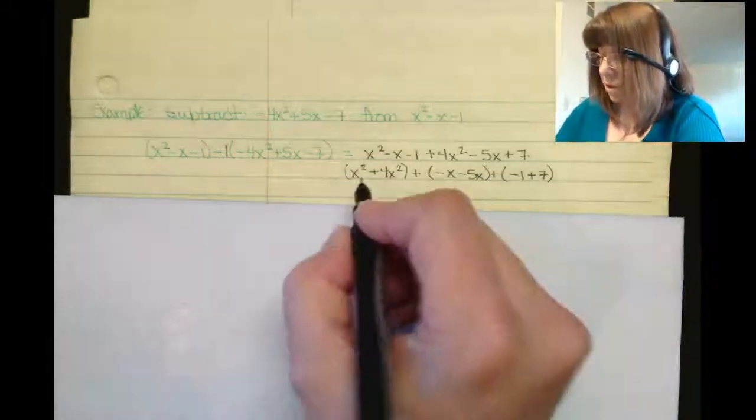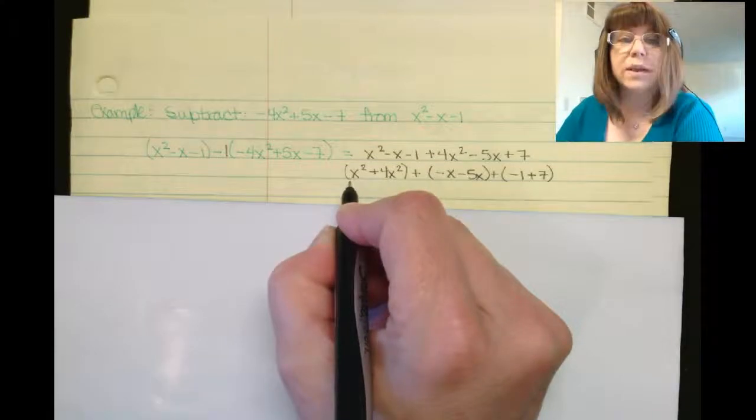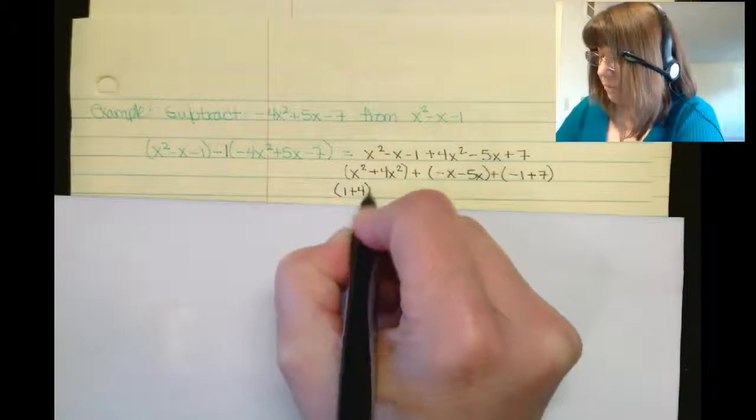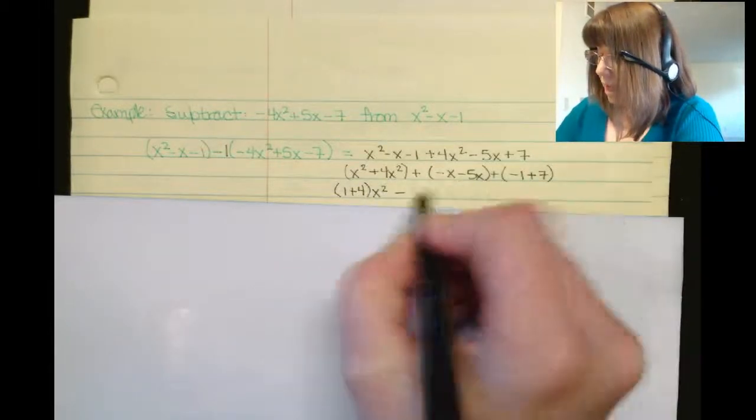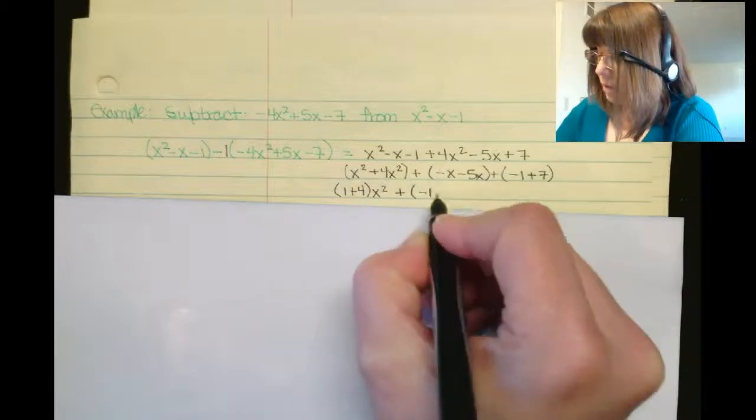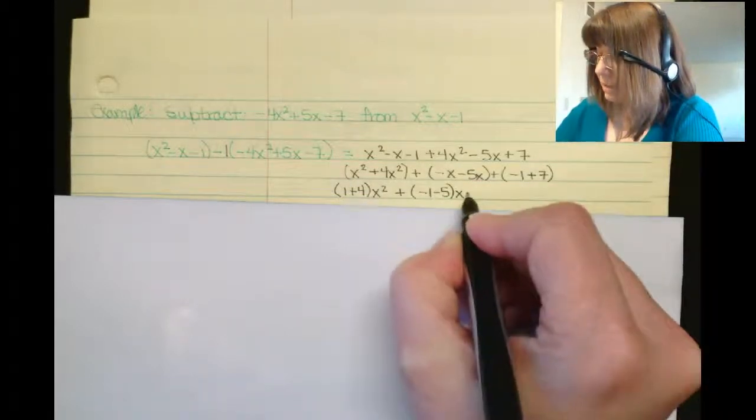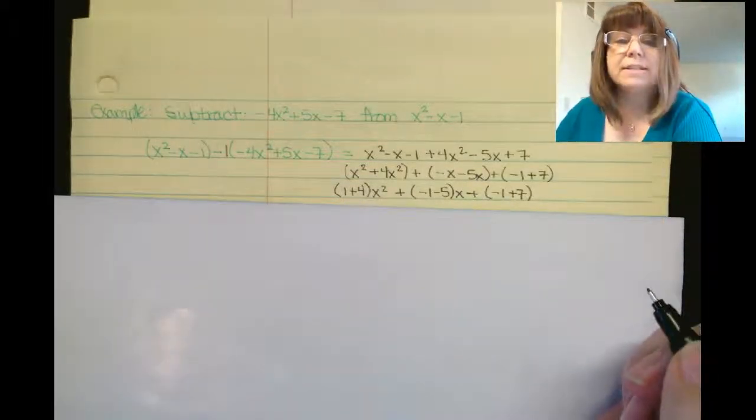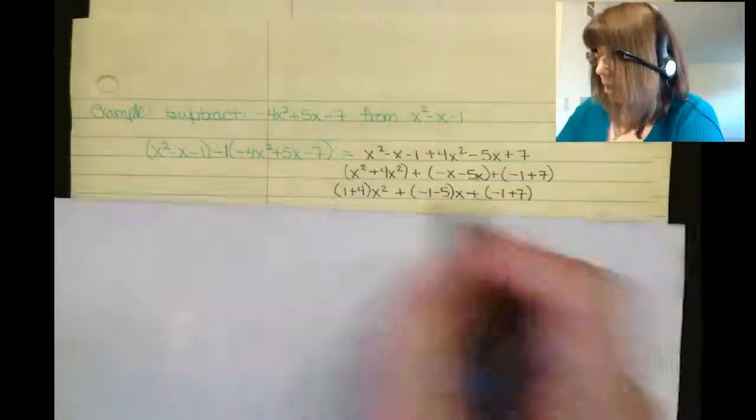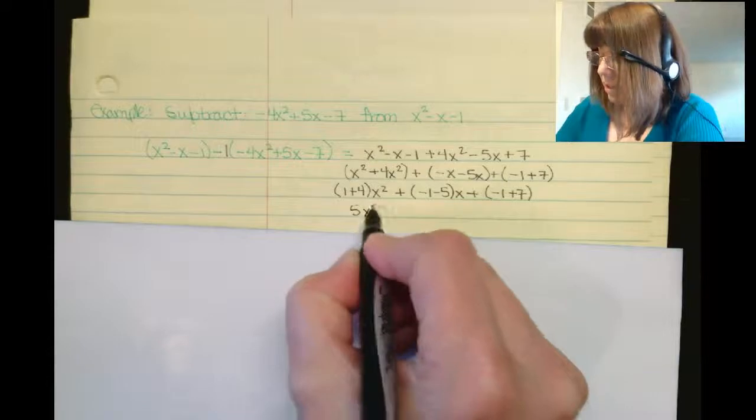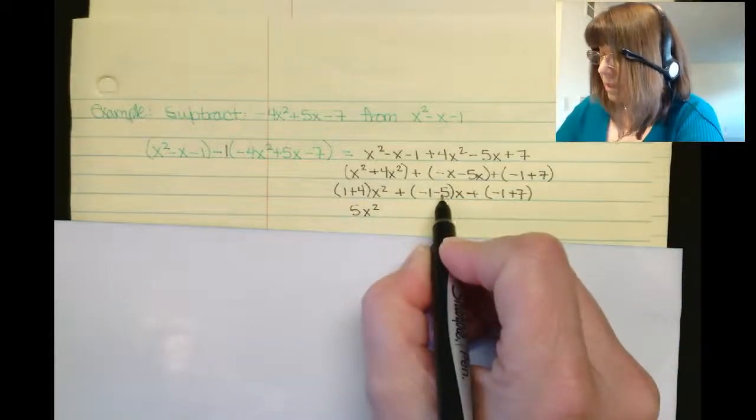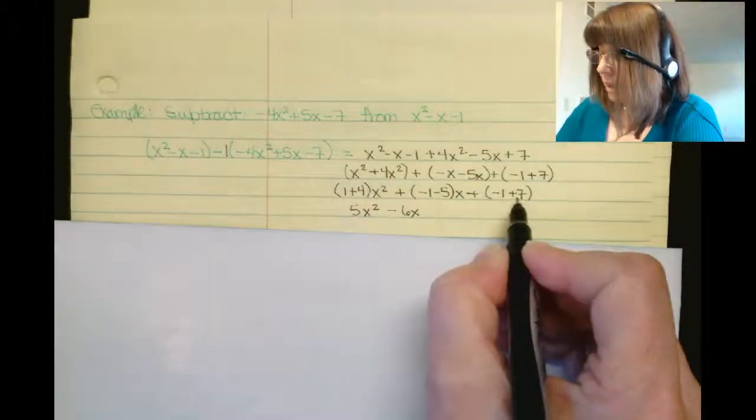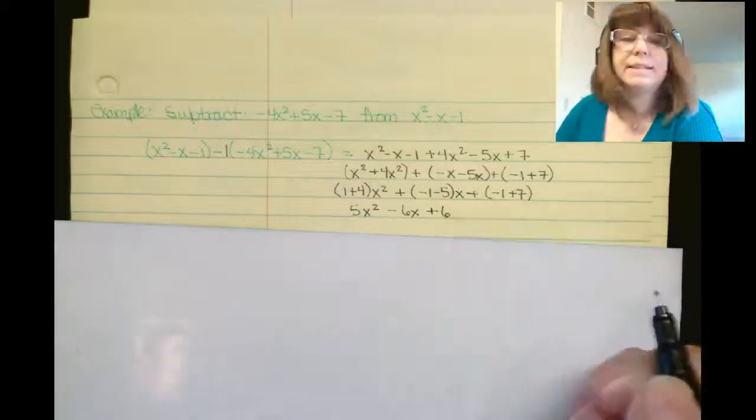Now I'm going to pull out the numbers that are related, the coefficients that are related to each of the variables. So I have 1 plus 4 x squareds. I have negative 1, negative 5 x's. And I have negative 1 plus 7 for my constants. 1 plus 4 is 5x squared. Negative 1 and negative 5 is negative 6x. Negative 1 and 7 is plus 6.